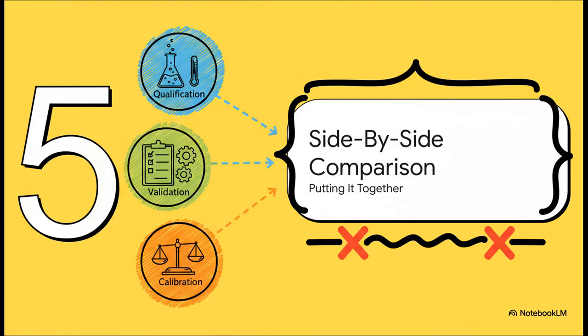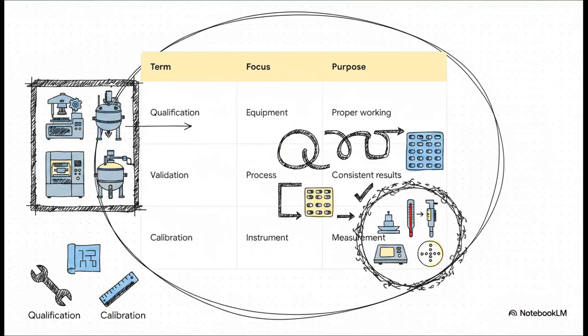All right, Section 5, Side-by-Side Comparison. Let's bring all three of these concepts together to highlight their distinct boundaries and clear this up for good. I highly recommend grabbing a quick screenshot of this slide. To summarize it all, qualification targets the equipment to ensure proper working. Validation targets the process to ensure consistent results, and calibration targets the instrument to ensure correct measurement. They are three completely distinct tools in your QA toolbox. You literally cannot substitute one for the other.